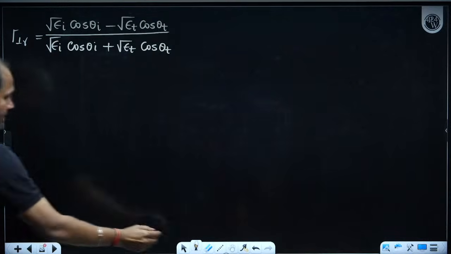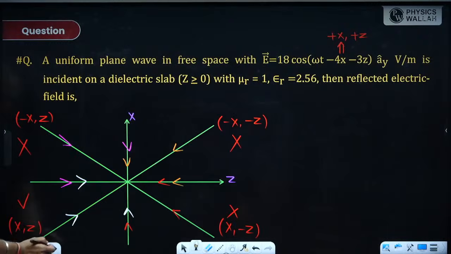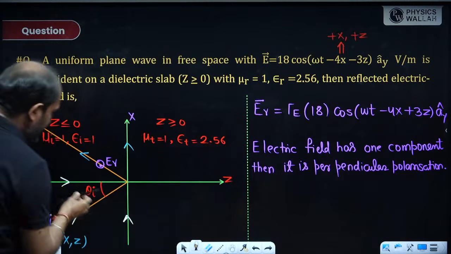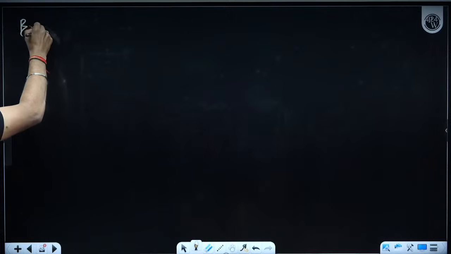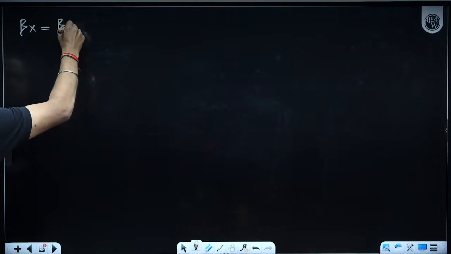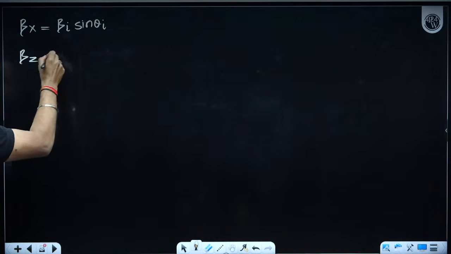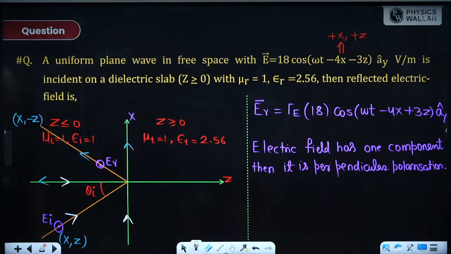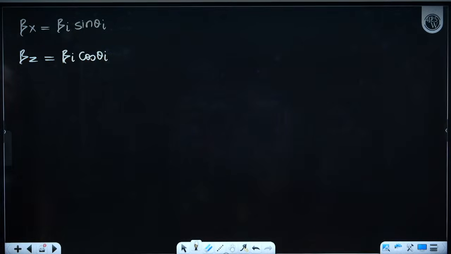So for perpendicular polarization, we have to calculate epsilon I and epsilon T first of all. What will be the component? Beta will have a cos component, beta x, and a sin component, beta z. So beta has component beta I sin theta I and cos component beta z, beta I cos theta I. You can see beta I cos theta I is the z component, beta I sin theta I is the x component.